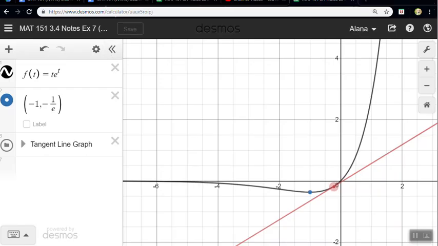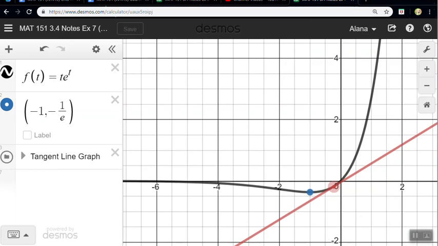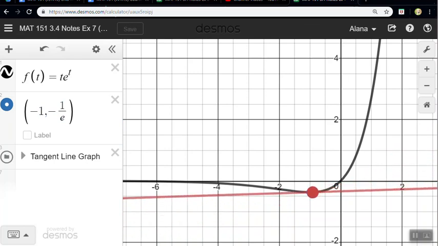Just to give you an illustration of what's happening here, we have our function t e to the t, which is that black curve right there. And then if I have the point -1, -1 over e, allow me to grab the tangent graph, and you can see when it hovers over that blue spot, it becomes horizontal, right? The tangent line becomes horizontal.